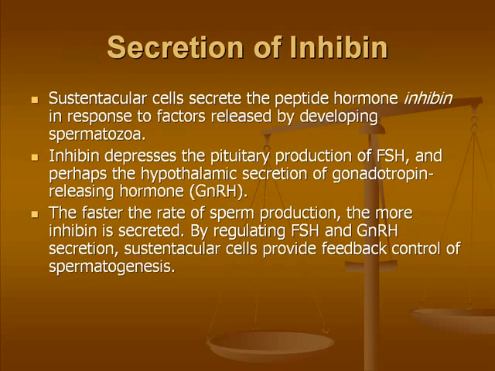The sustentacular cells will secrete a peptide hormone referred to as inhibin. You should know inhibin. Inhibin is secreted in response to factors released by the developing spermatozoa. Now, inhibin depresses the pituitary production of follicle-stimulating hormone. Perhaps, we're still kind of figuring this out, it also affects the hypothalamic secretions of gonadotropin-releasing hormone. But we do know that inhibin depresses the production of pituitary follicle-stimulating hormone. That's a test question. The faster the rate of sperm production, the more inhibin is secreted. So by regulating follicle-stimulating hormone and gonadotropin-releasing hormone secretion, sustentacular cells provide feedback control of spermatogenesis. And again, the maintenance of homeostasis comes into play here.